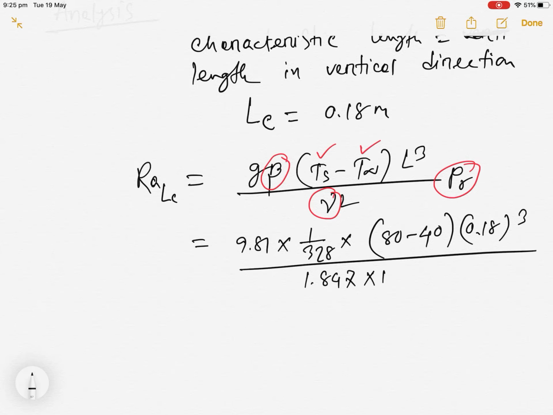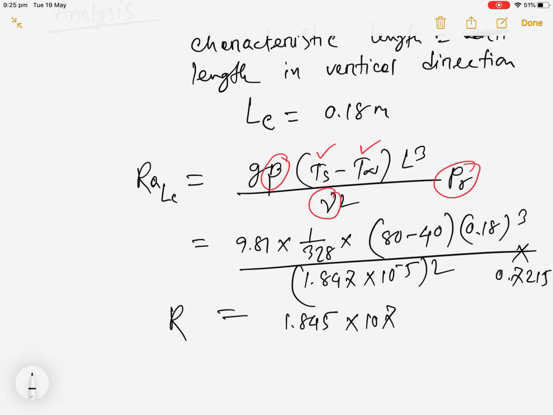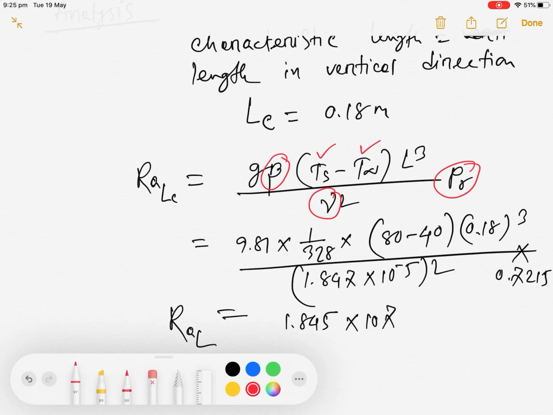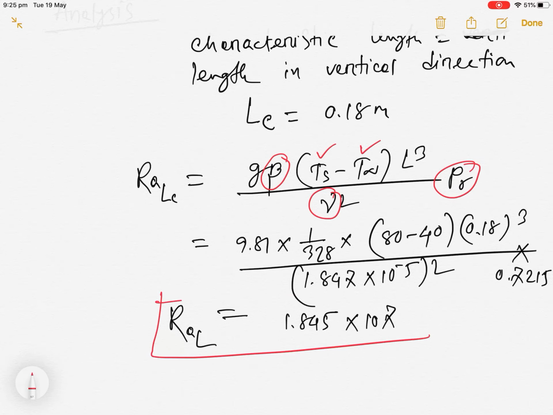Kinematic viscosity 1.847 and 10 to the power minus 5. This is squared, and the Prandtl number is 0.7215. So we will get 1.845 and 10 to the power 7. So this is the Rayleigh number we got.